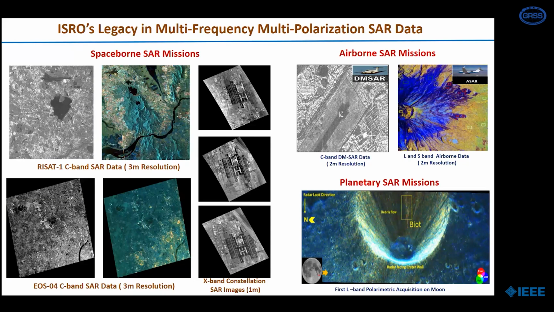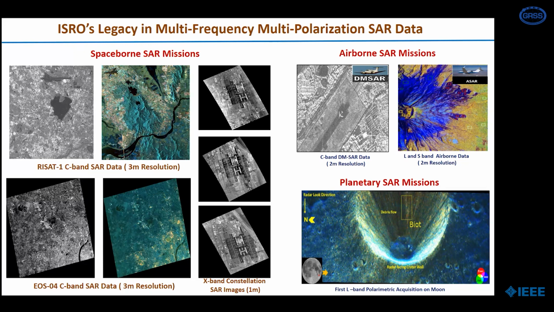So then I'm just going to present about ISRO's legacy in multi-frequency and multi-polarization SAR data. We have the first indigenous RESAT-1, which is a unique satellite because it has the unique capability of acquiring images in compact polarimetry. It is the first of its kind globally where the spaceborne sensor has compact polarimetry. And one more unique capability is acquiring data in the high resolution spot mode, which has 1 meter resolution.